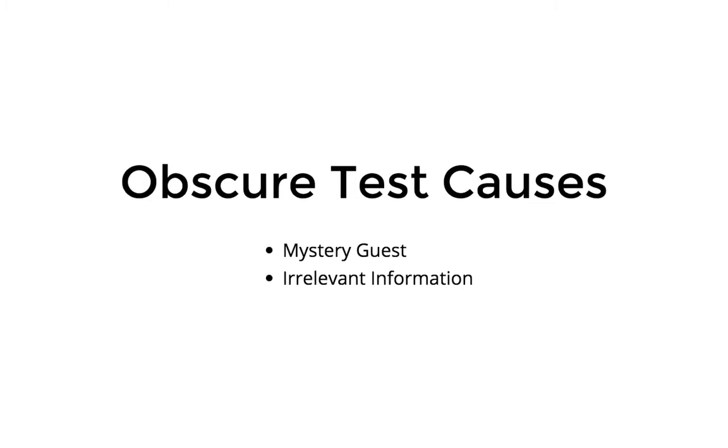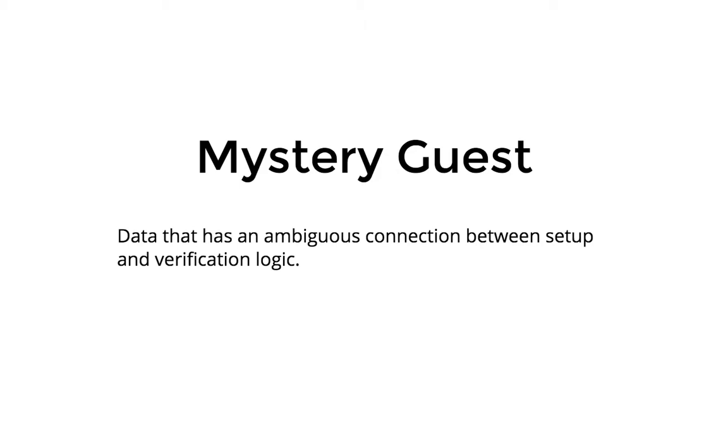Obscure test has many causes, however, I find two to be particularly prevalent. Those two are mystery guest and irrelevant information. Mystery guest is data that has an ambiguous connection between setup and verification logic. Generally speaking, this occurs because test data is set up outside of a test and then used within the test, creating an unclear connection between the origin of the data and how it affects the result of the test.